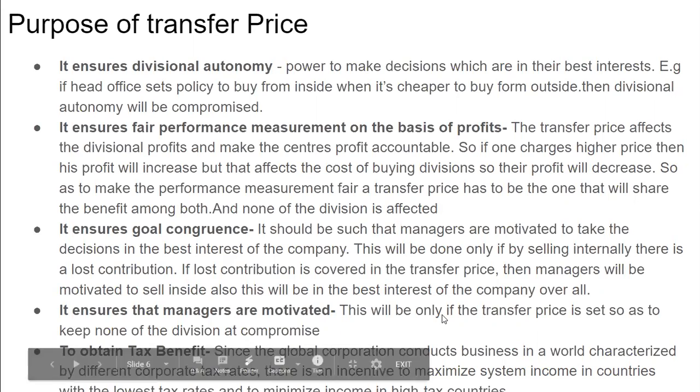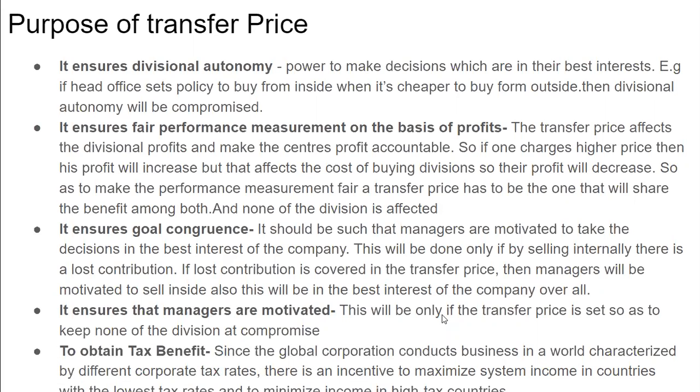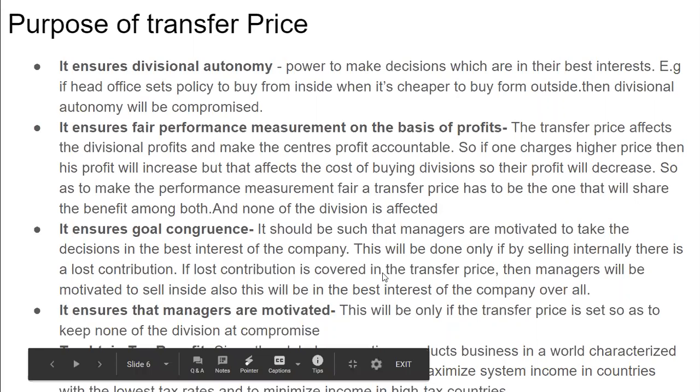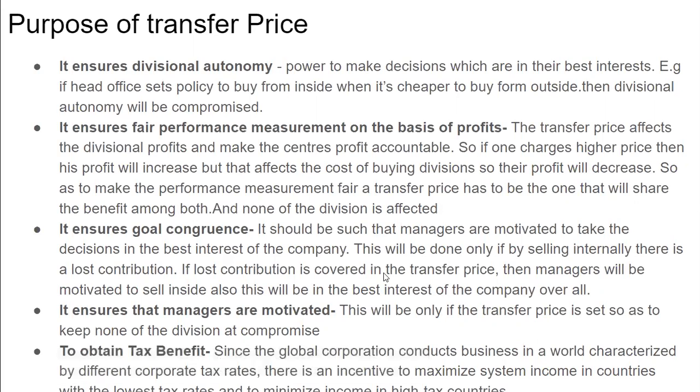Otherwise they would just go to the external market when an intermediary market is available. There they would be happy, but then goal congruence would be affected, and the group would be suffering.